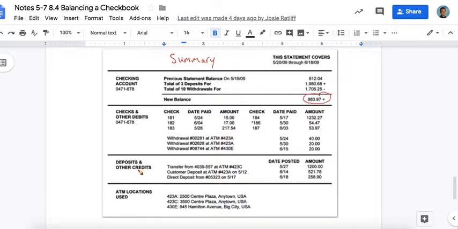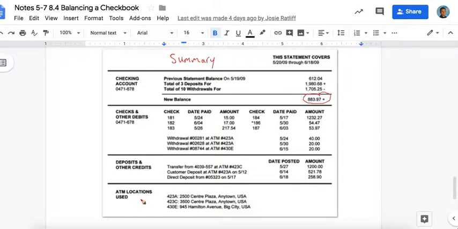Okay, then we have our third section of the statement, deposits and other credits. So transfer here could have been from a savings account in the amount of $1,200. Then we had a customer deposit, so we put money in. And then a direct deposit is typically what is done in place of giving you a check. So if you work somewhere, you can get it directly deposited in your account without having to go to the bank to cash a check. And that happens usually weekly or monthly, or in some cases every other week.